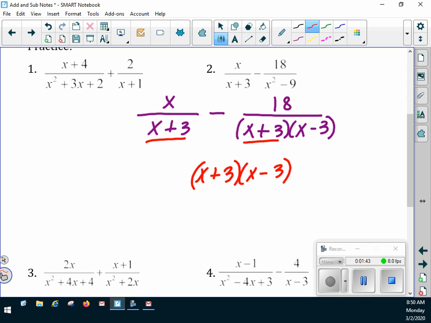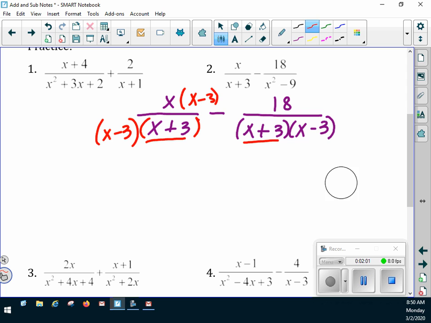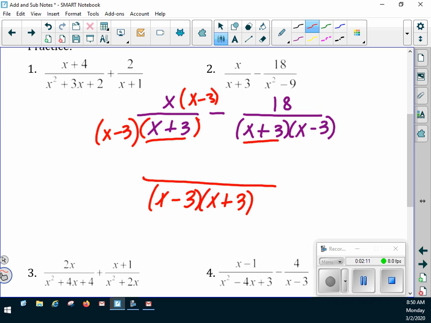Does this fraction have the common denominator? No. What do I need? I need the x minus 3, so I need x minus 3 here. What does the other fraction need? Nothing. It's already got the common denominator. So now we've got common denominators, so we know that we can write it all over our new denominator. What's this numerator now? Good. X squared minus 3x minus 18.